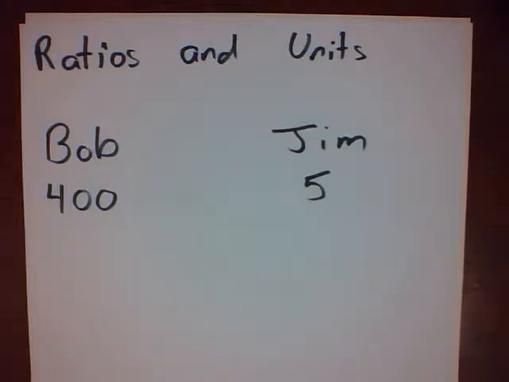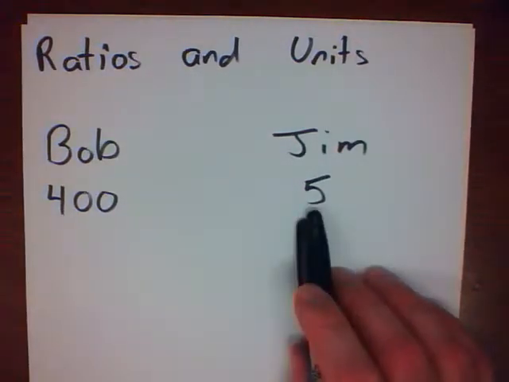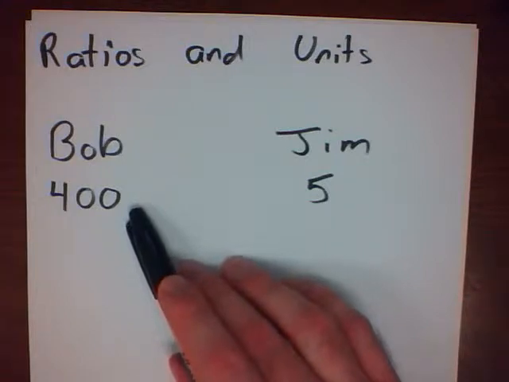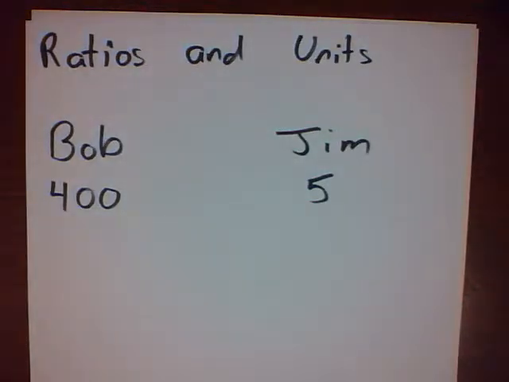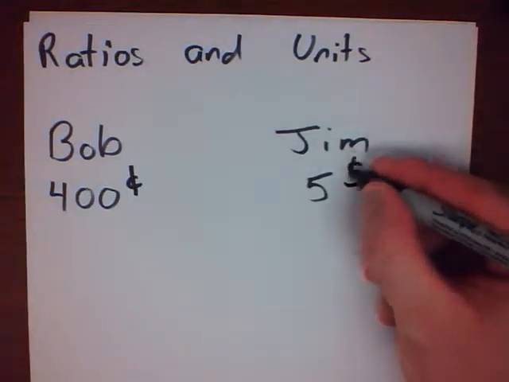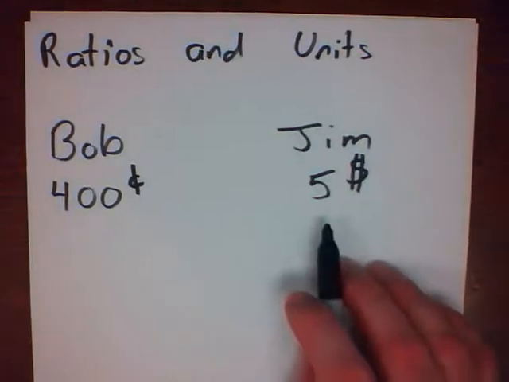Bob and Jim are fairly competitive. And Bob says, I've got 400. And Jim says, I've got 5. And Bob's all busy and happy and excited because he's winning. It's not an accurate comparison because Bob has 400 cents and Jim has $5.